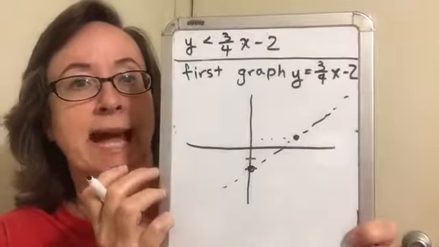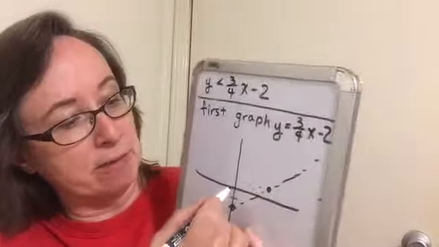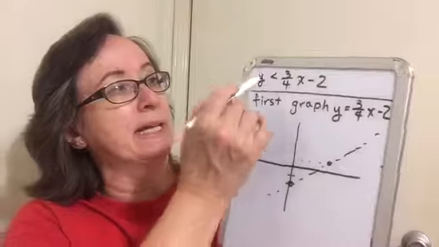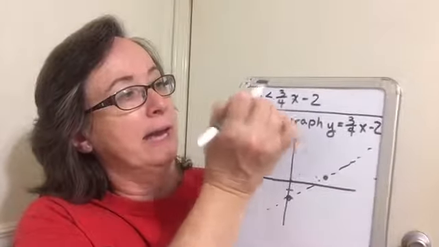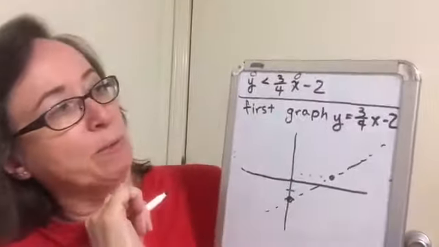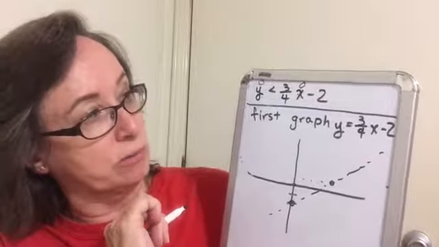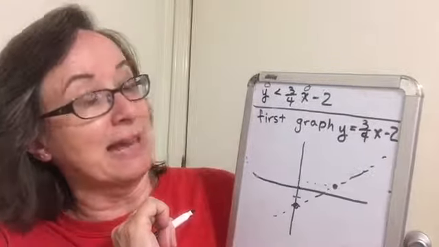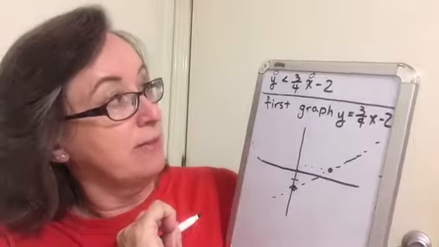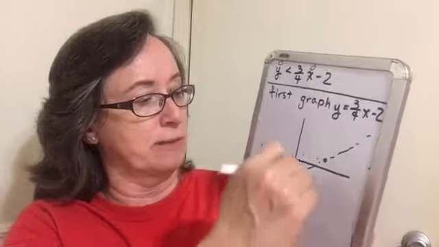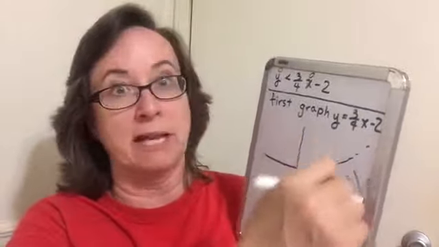Okay, so we make a little dashed line, and then we plug in 0, 0 again, which is not on our line. So we'll plug in 0 here and a 0 here, and we wind up getting 0 is less than negative 2, and 0 is not less than negative 2. Therefore, we will again shade away from 0, 0. Now, sometimes 0, 0 does make it true, so that's not always going to be the case, okay?